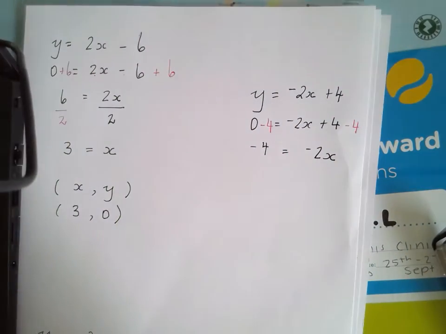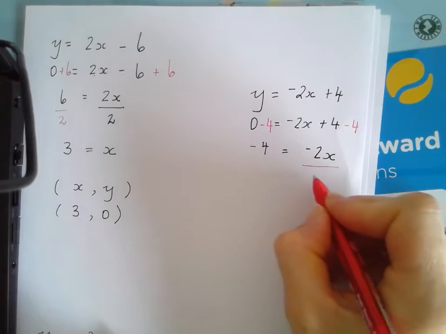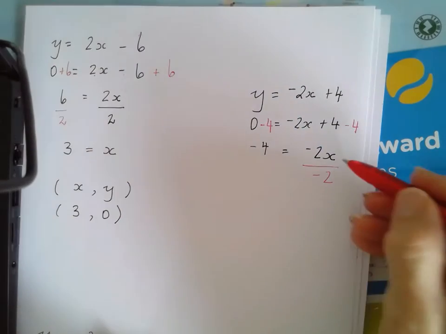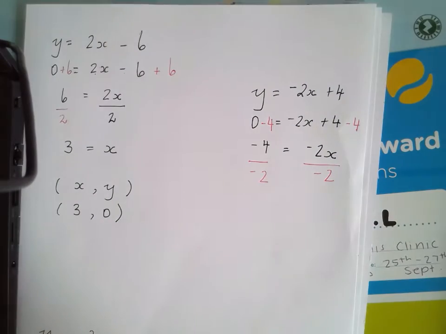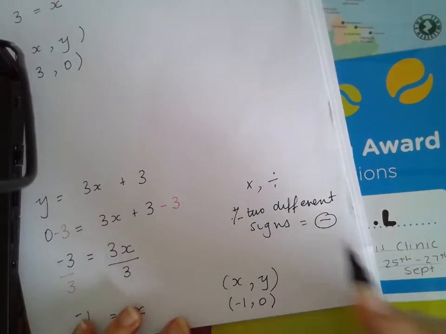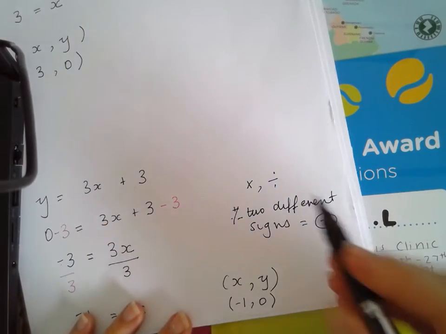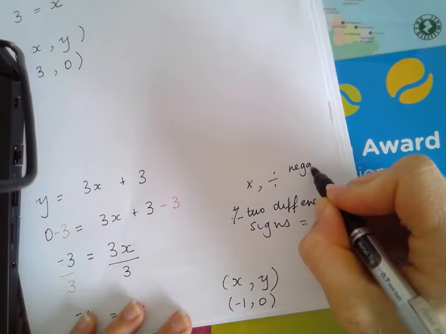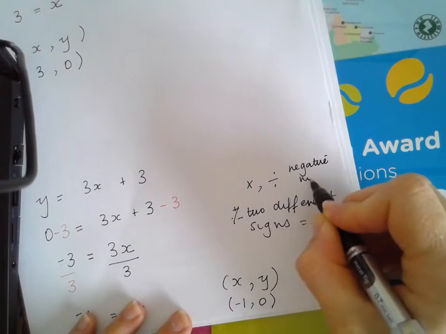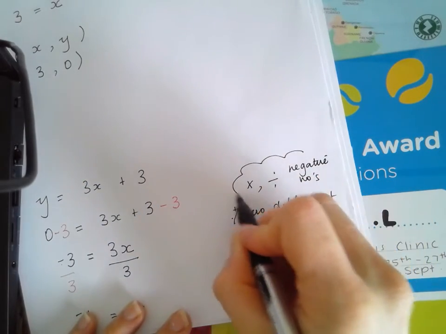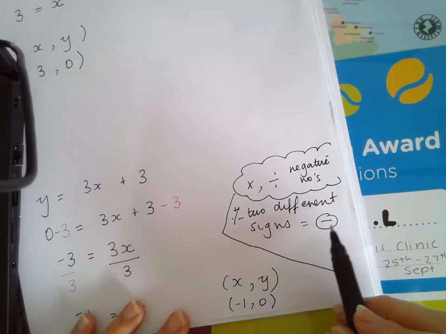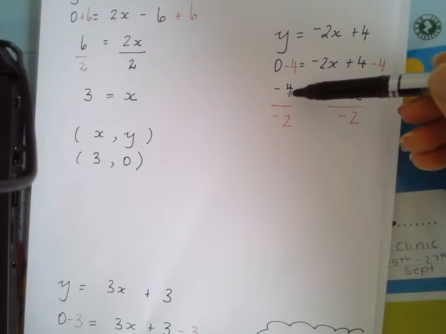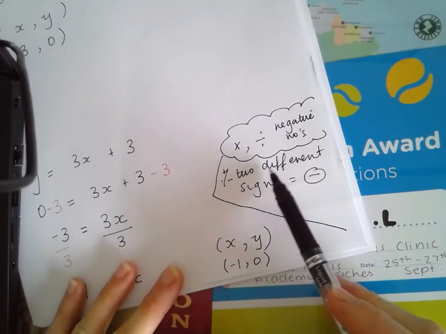Sorry, -2x. Now we're going to divide this by -2, because we're trying to get the x by itself. So therefore we have to divide this side by -2. This is where this rule is really helpful. When you multiply or divide negative numbers, two different signs equals a negative outcome. We've actually got two of the same signs here. So it's negative divided by negative. It's not two different signs.